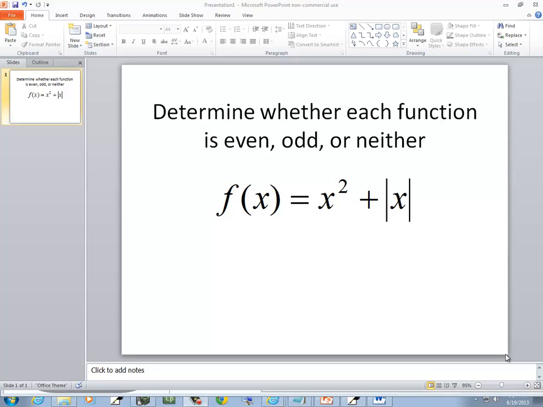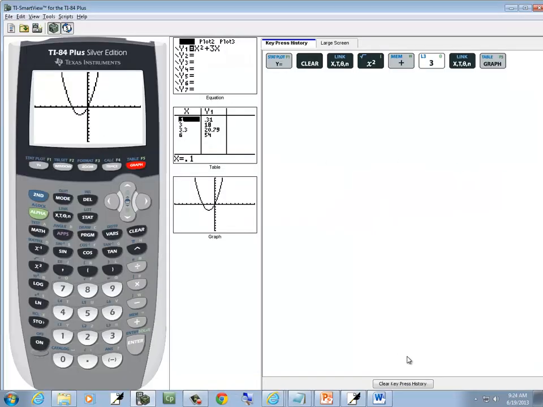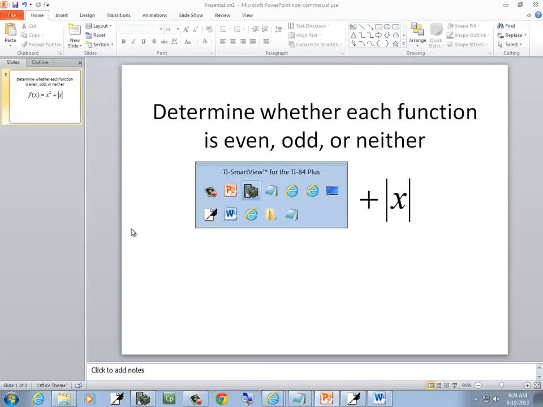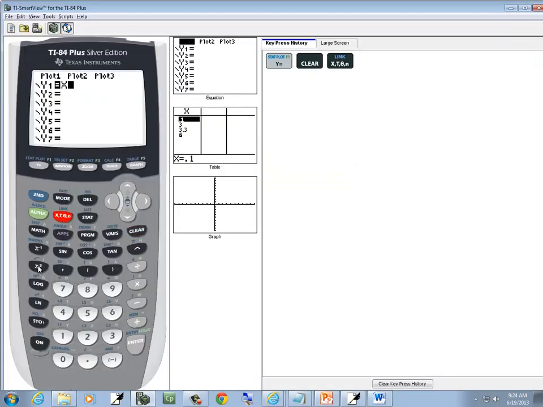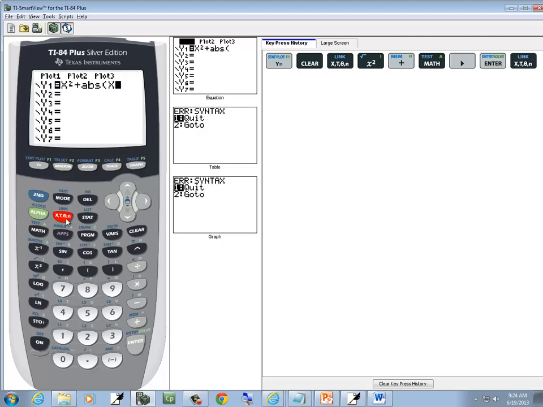In this problem, we want to determine whether each function is even, odd, or neither. So let's go graph it. I'll press my y equals, press clear. I got x squared, so I do x key, the x squared, plus the absolute value of x. So I'll do math, right arrow to num, enter on ABS, put my x key in, closing parentheses if you want, but you don't have to have it at the very end, and then I'll press graph.